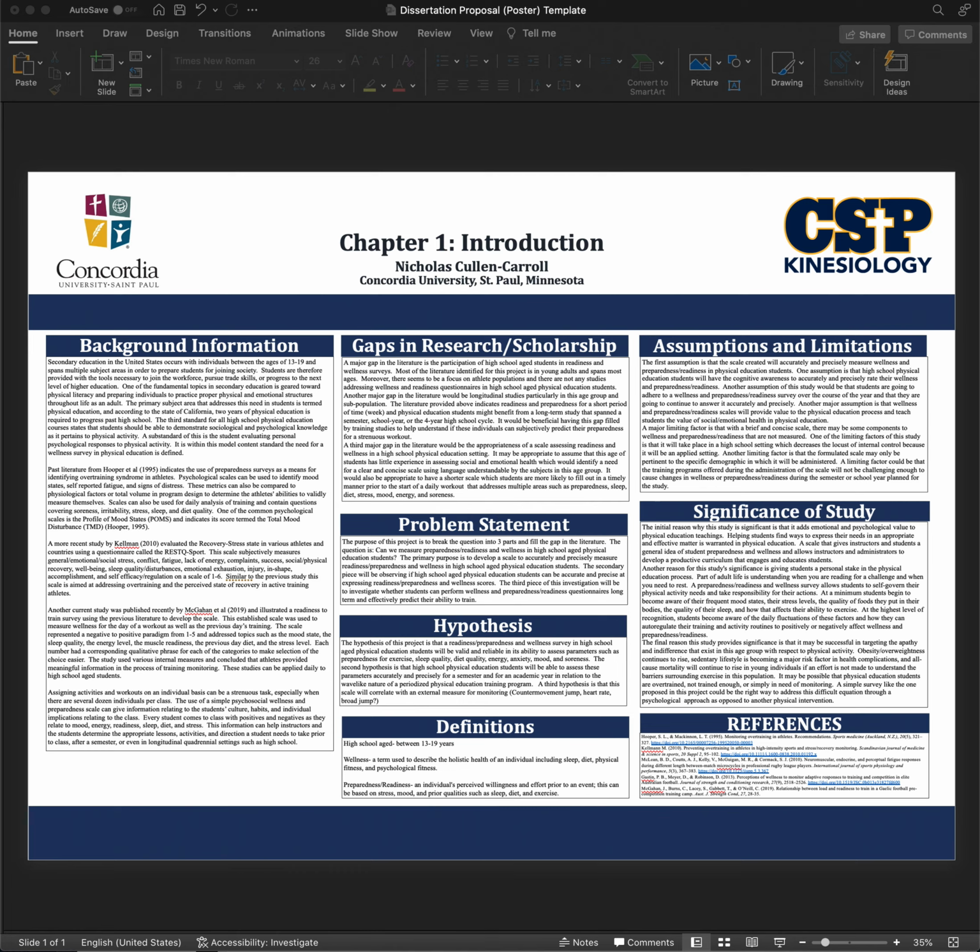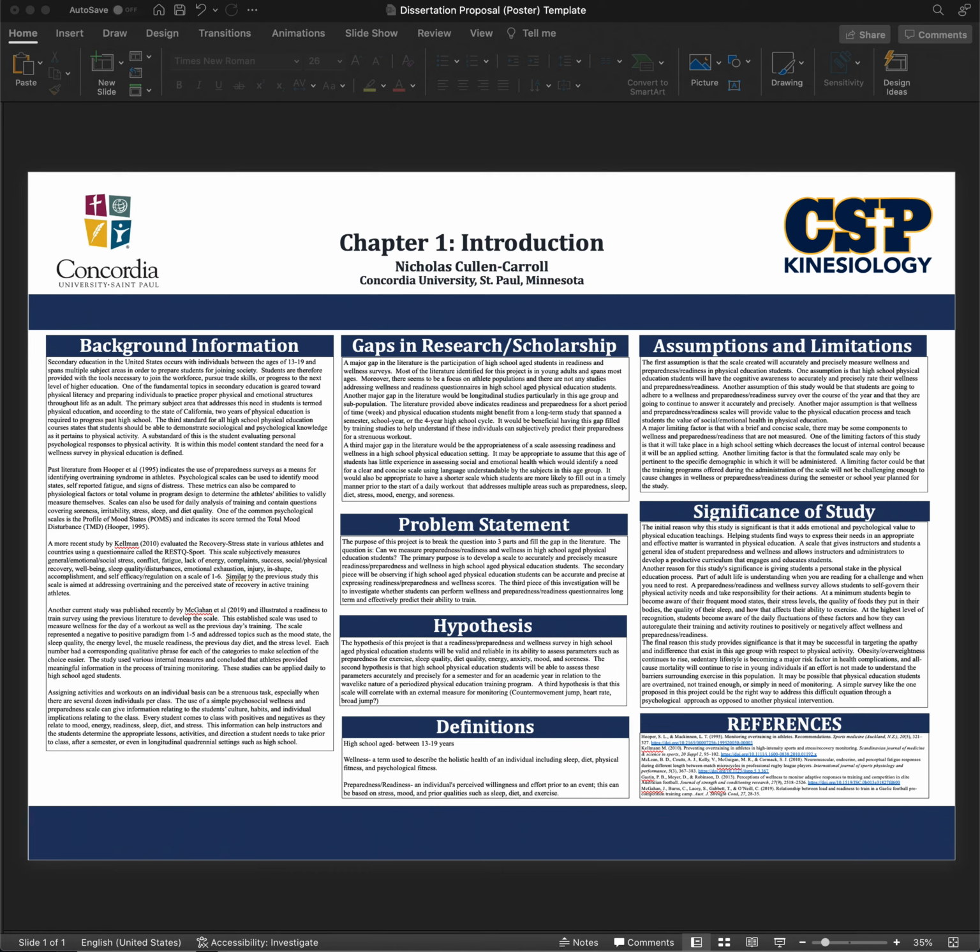So now we come to our problem statement. So the purpose of this project is really broken into three parts. Can we measure preparedness or readiness and wellness in high school age physical education students? Can we do that accurately? Can we do that precisely in this age group, in this subpopulation?